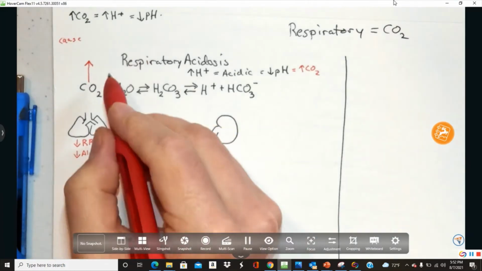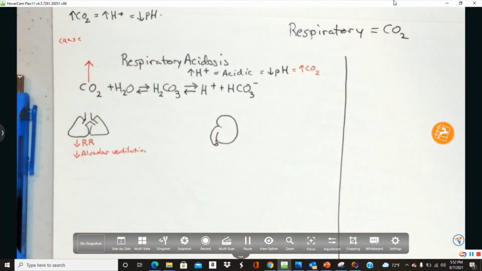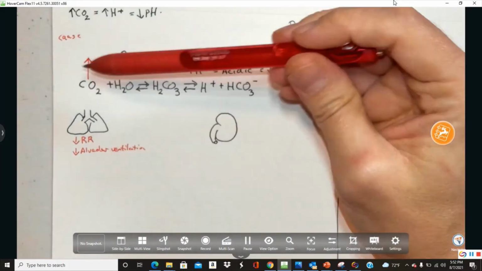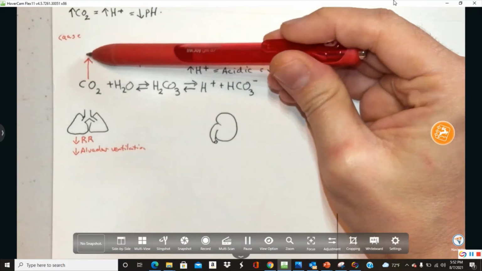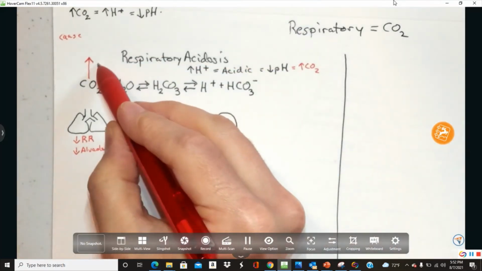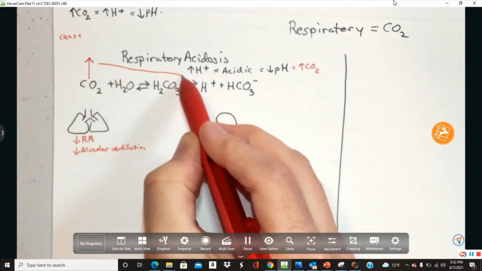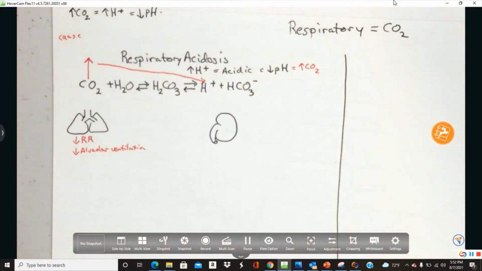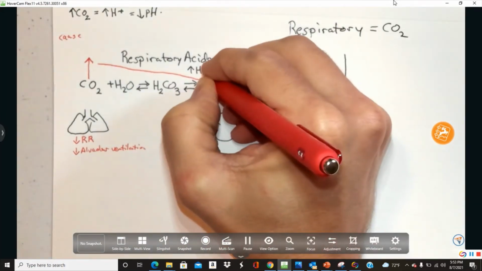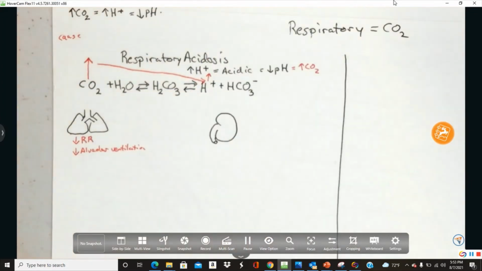So what's going to happen is, remember this idea on an equilibrium that I said: anytime that I move something up on one side of an equilibrium, the reaction always shifts in the other direction, which will start to cause an increase in these hydrogen ions. They will start to build up in the body, hence acidosis.